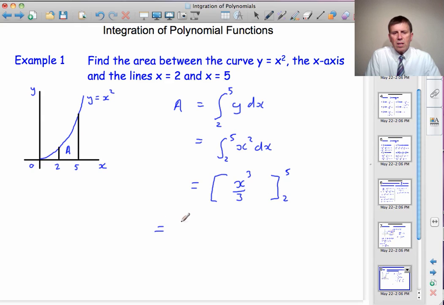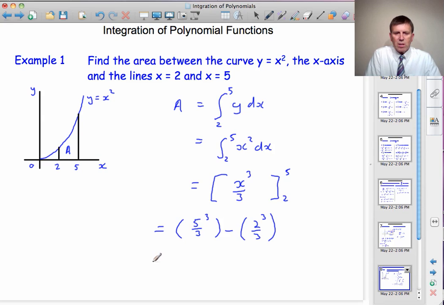So this is evaluated at x is 5, and we get 5 cubed over 3. Evaluated when x is 2, we get 2 cubed over 3. And by subtracting those, we get the area in between them. Because evaluating it at 5 gets the area from some unknown point on the left up to 5. Evaluating it at 2 gets the area from that same unknown point up to 2. So the difference between them is the area I'm interested in.